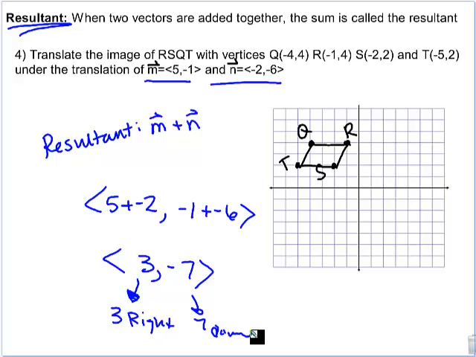So if you didn't do it with the resultant, how would you do it? You would first do the M, so you'd go 5 right and 1 down. And then you do the N, 2 left and 6 down. So you move it like twice. You'd move it twice, yeah. And you'd get to the same ending position. So for each of these, take it 3 right and 7 down.